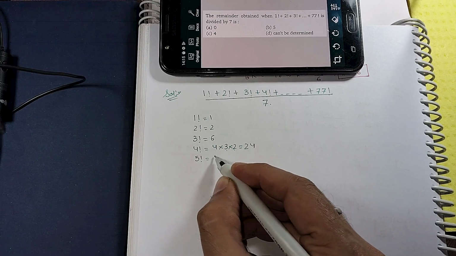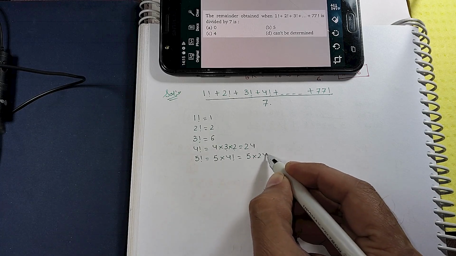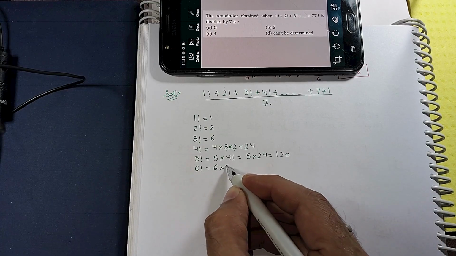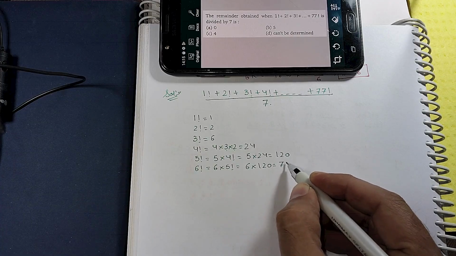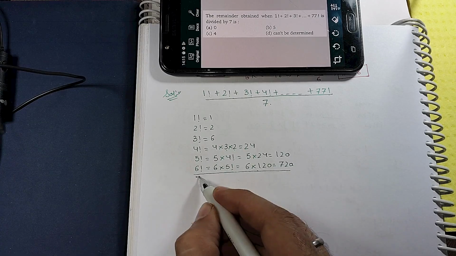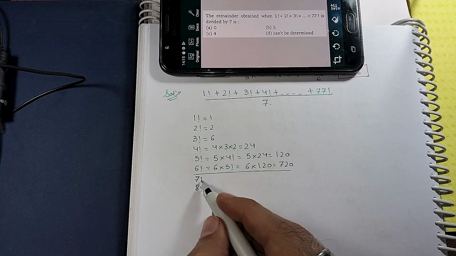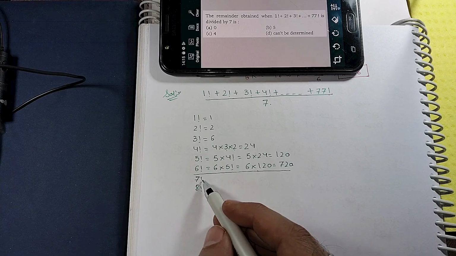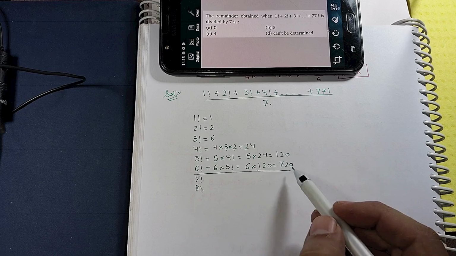5 factorial is equal to 5 into 4 factorial. So this will be 5 into 24, which is equal to 120. And 6 factorial is equal to 6 into 5 factorial. So this will be equal to 6 into 120, equal to 720. Now, beyond this will be 7 factorial, 8 factorial. So every factorial beyond 6 factorial will contain at least one 7. So that means every factorial beyond this will be divisible by 7. So we'll need to add only these.